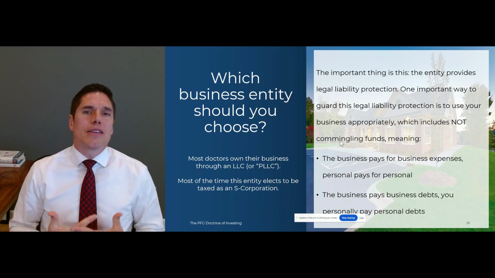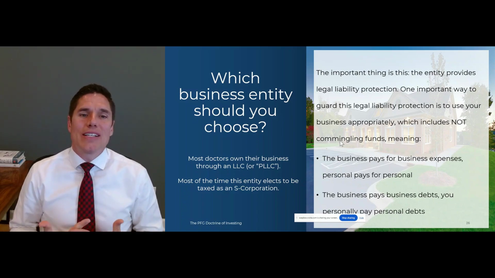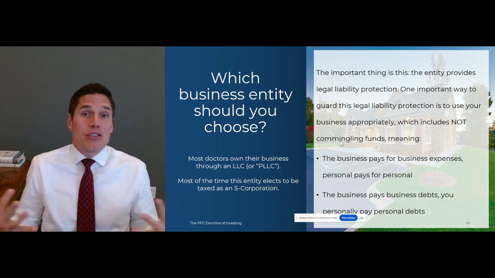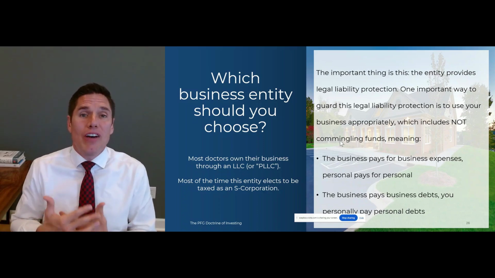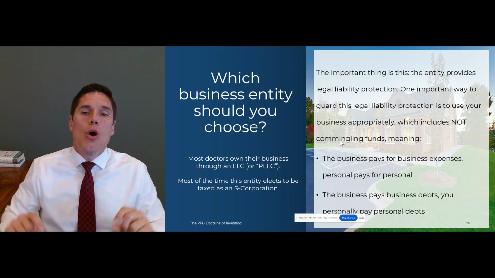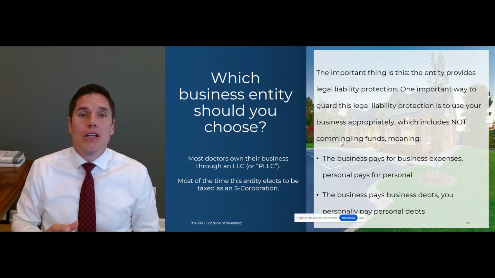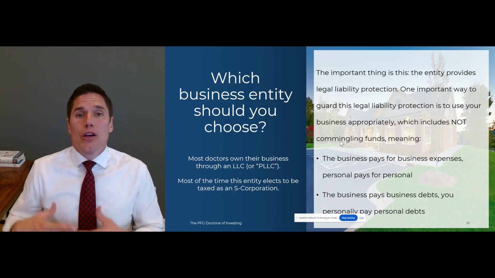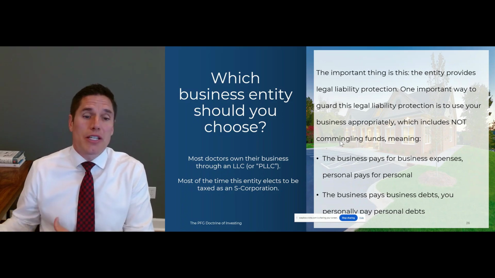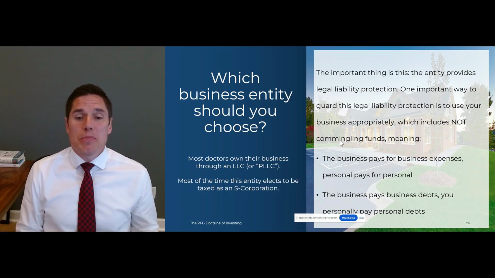The important thing is this: the entity provides legal liability protection. That's the reason you have an entity, to provide legal liability protection. One important way to guard this legal liability protection is to use your business appropriately, which means to not commingle funds. Okay? In other words, the business pays for business expenses. Personal pays for personal expenses. The business pays business debts, and you personally pay personal debts.